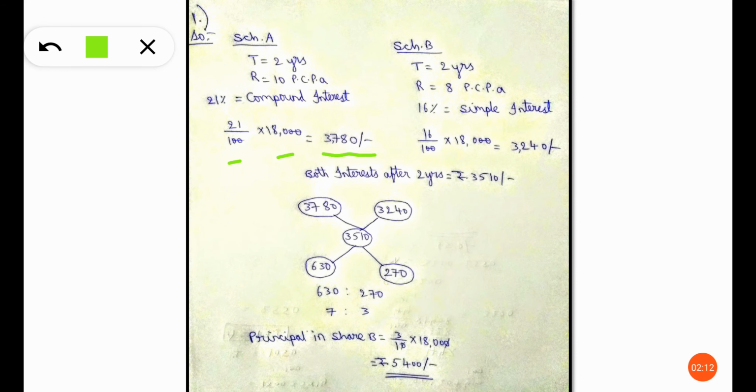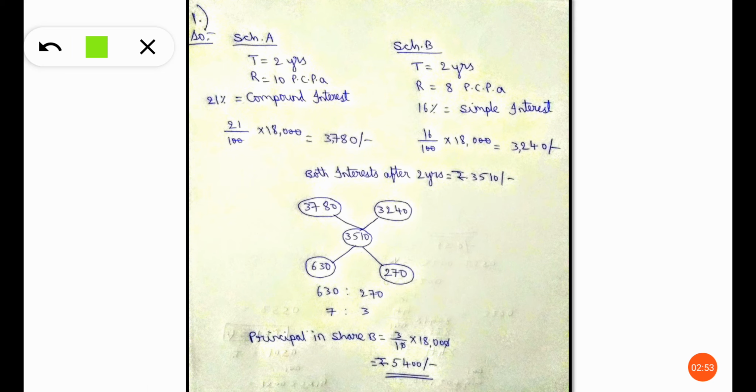There we get 3,780. Now coming to scheme B. Scheme B, time period is 2 years, rate of interest is 8% per annum. So 8 into 2, 16. So the simple interest will be 16%. Here also we will consider the complete 18,000 has been invested in scheme B. We will forget about scheme A. So the simple interest we attain in scheme B, if complete 18,000 is invested here, means 16 by 100 into 18,000. On multiplication we get 3,240. The sum of both the interests after 2 years, that is SI plus CI, equal to 3,510, and this is given in the question.